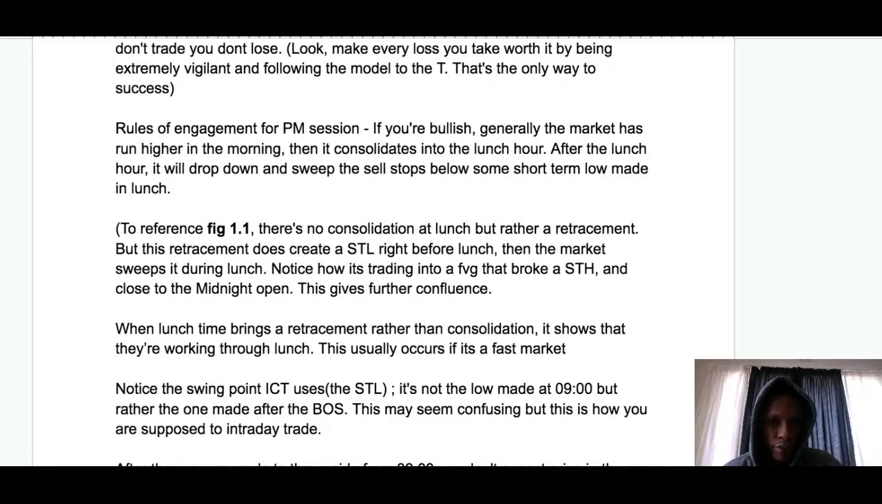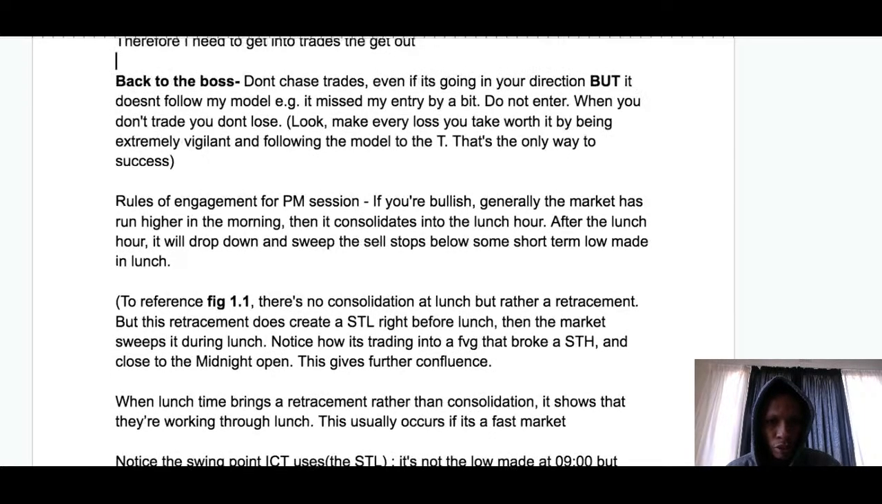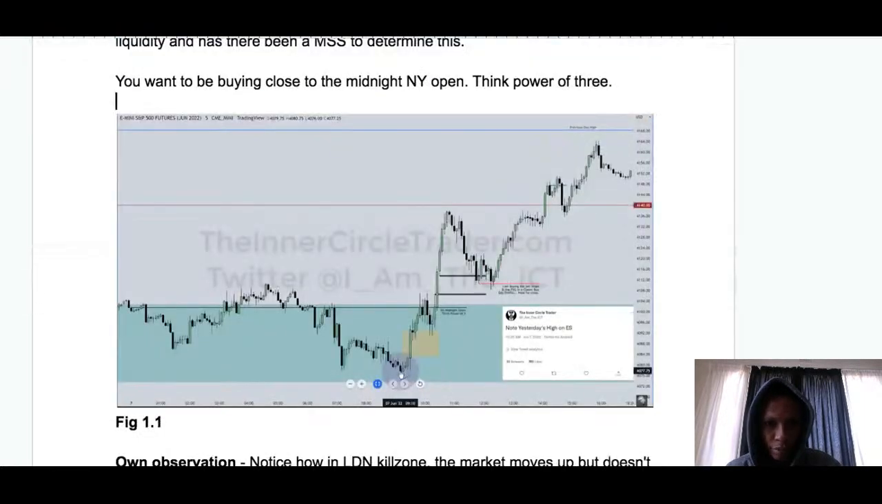And then I said to reference figure 1.1, there's no consolidation at lunch, but rather a retracement. But this retracement does create a short-term low right before lunch. Then the market sweeps it during lunch. Notice how it's trading into a fair value gap that broke a short-term high and closed, the one-minute open, that this gives further confluence. No consolidation, but retracement. Okay, let's see. So here we're talking about lunch. That's where lunch starts.